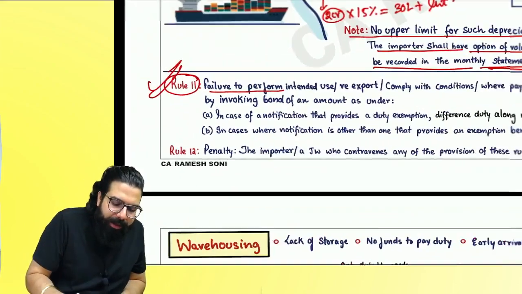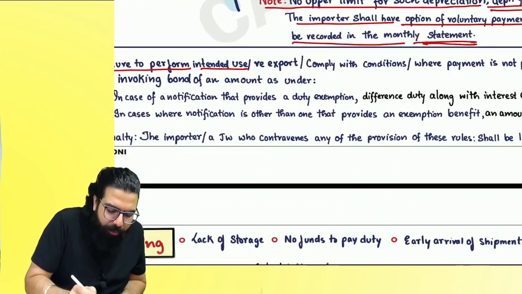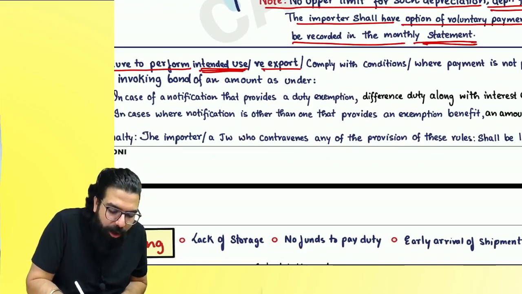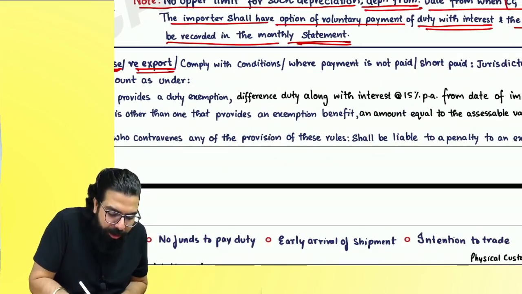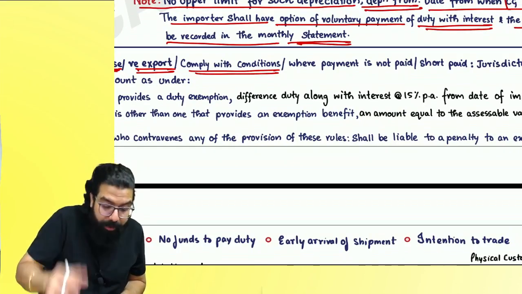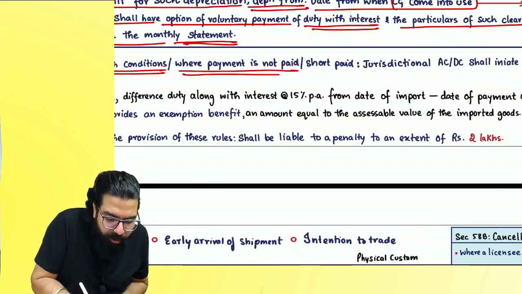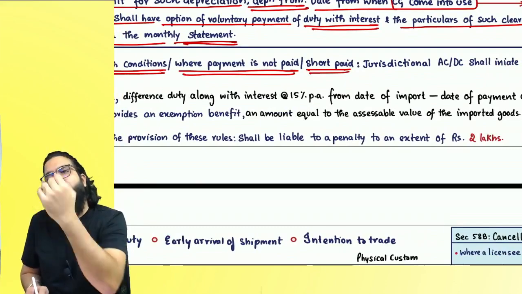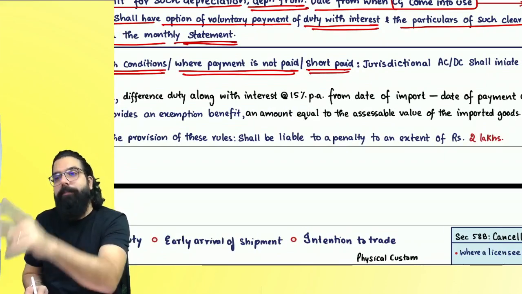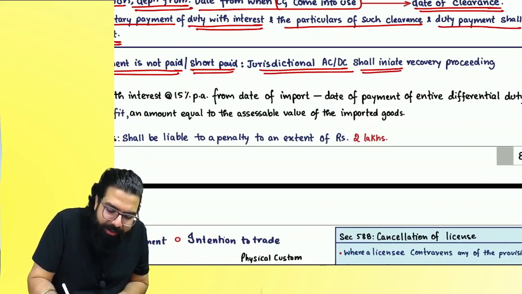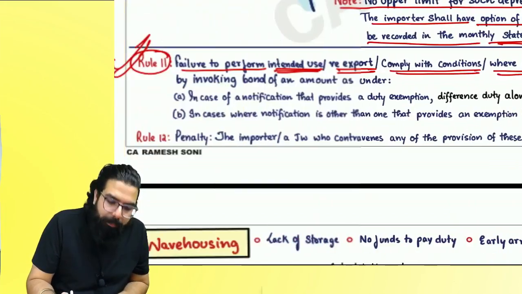Failure to perform the intended use, or you did not re-export, or you did not comply with the conditions of the IGCR. But what is the condition? You have to maintain records. You have to furnish the details. If you don't do it, or where payment is not made or is short paid, might be differential duty you have to pay. If you did not pay, or you short paid, then your jurisdictional AC or DC shall initiate recovery proceedings.